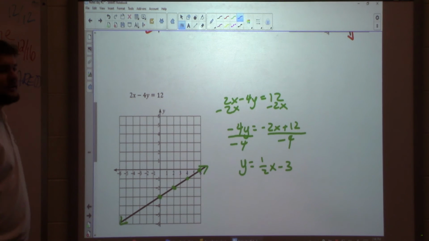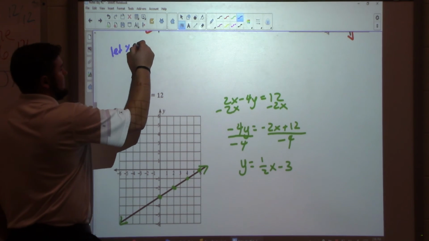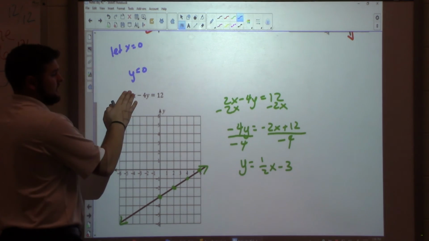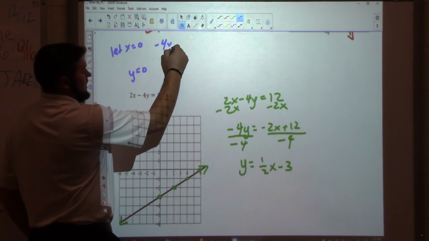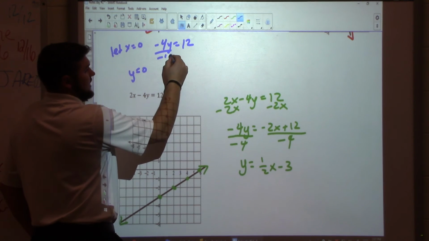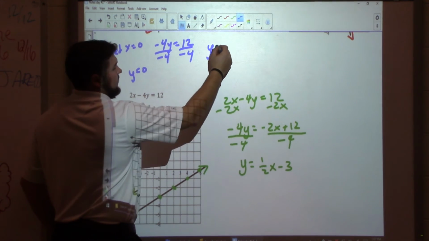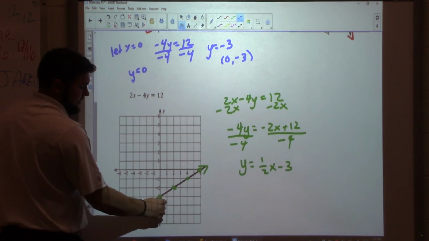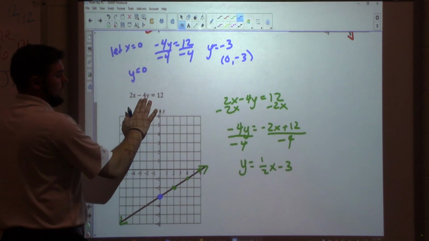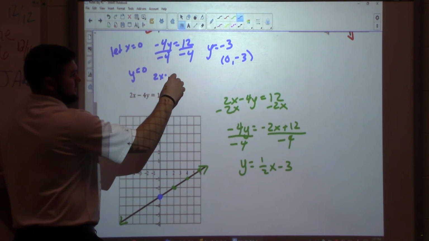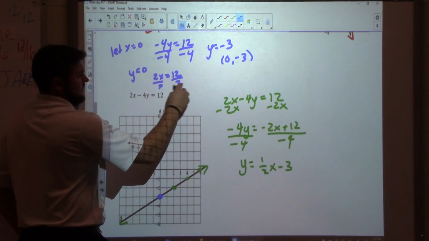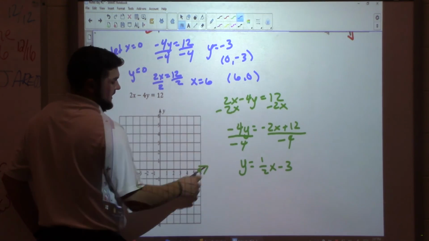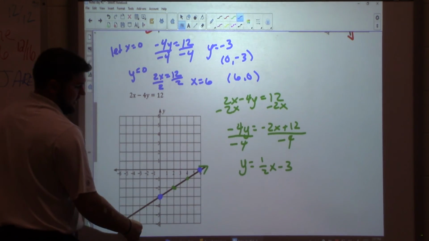Alright, so you let x equals 0 and y equals 0. If I let x equals 0 here, it goes away, I'm left with negative 4y equals 12. Divide by negative 4. I get y equals negative 3, so at 0, negative 3 I have a point. If I let y equals 0, I get 2x equals 12. Divide by 2, I get x equals 6. So at 6, 0, I have a point, and I draw my line.